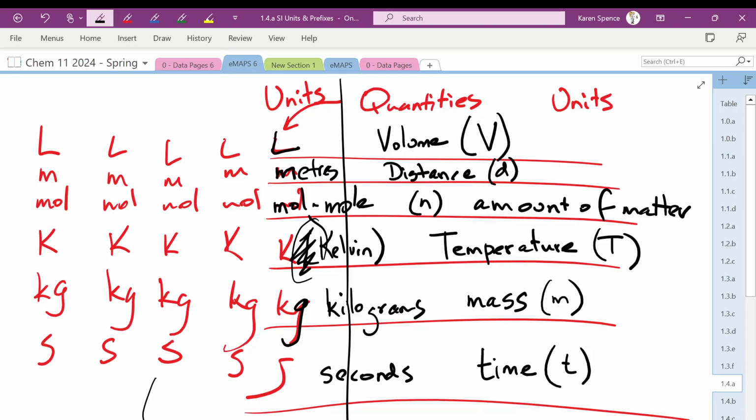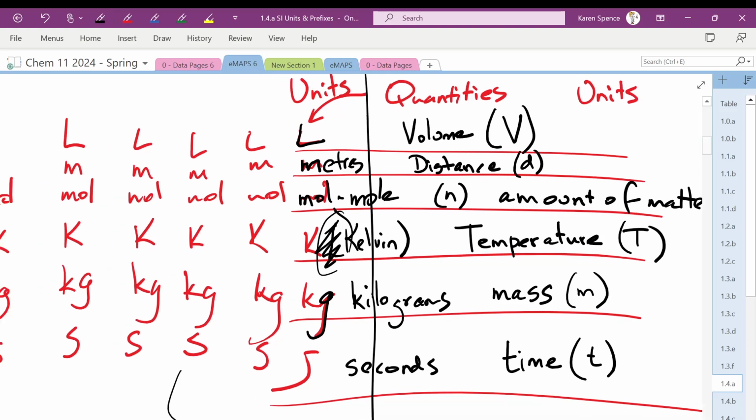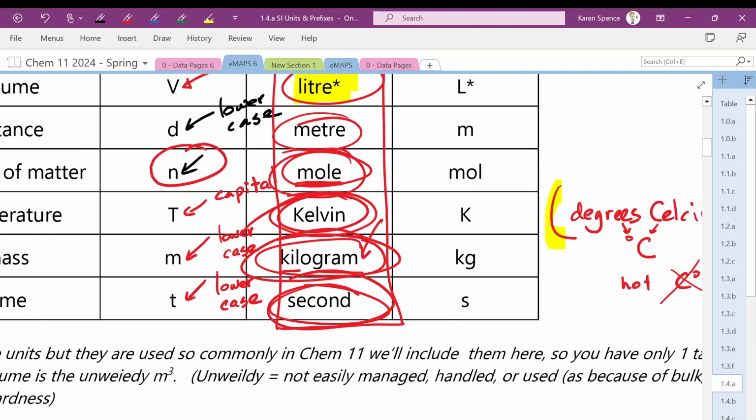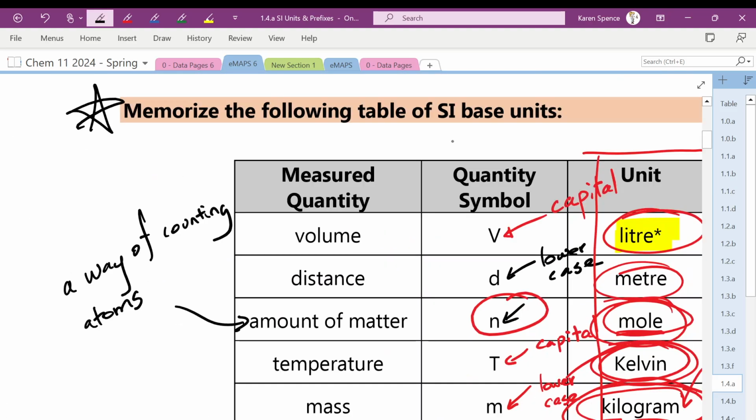If you don't want to do them in that order and you don't want to sing the song, I have no problem with that. Learn it however you want to, okay? So those are the SI units. Système International, they are the standard units of science.